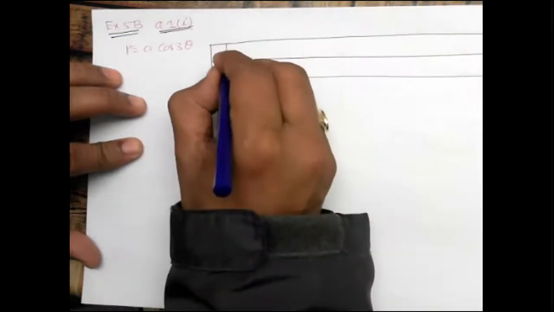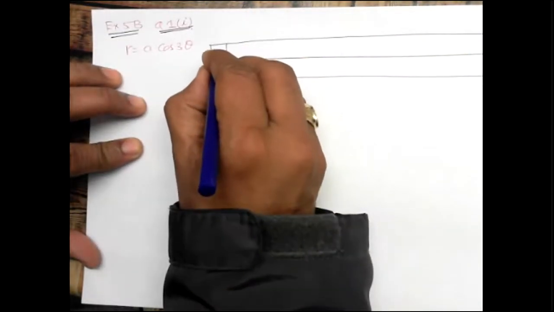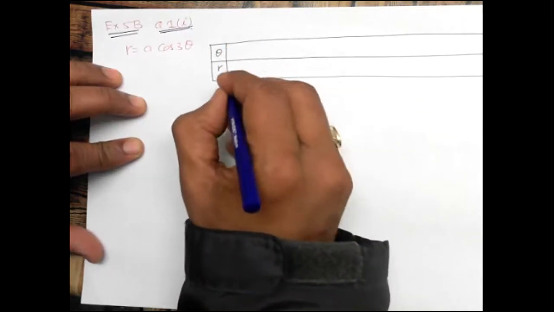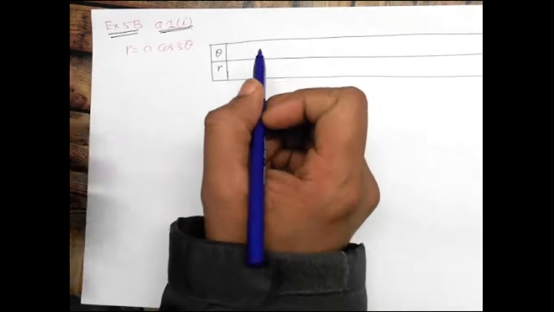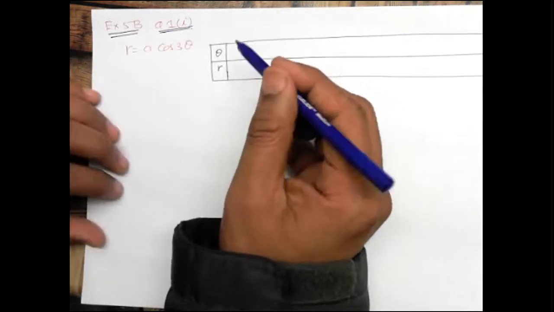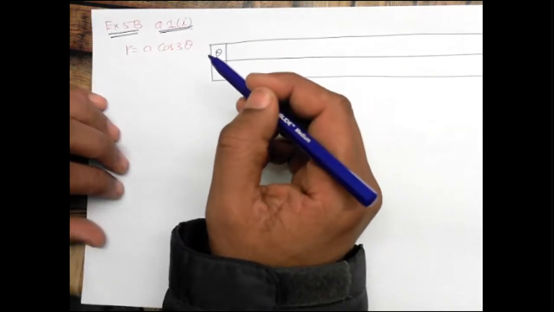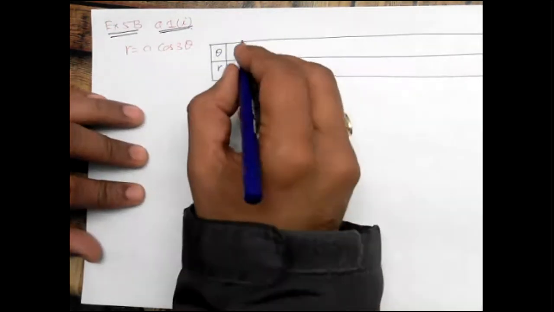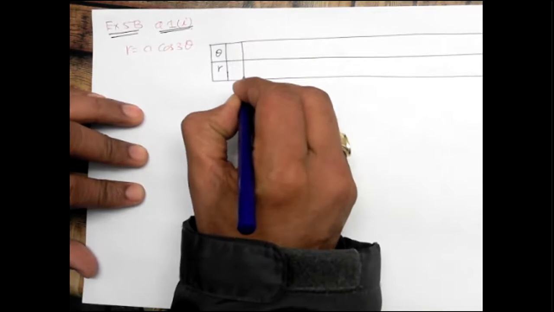Okay. And theta and r. And guys, the idea is to go between 0 and 2 pi. Sometimes you can go between 0 and pi, and you can use symmetry to draw the other part of the curve. But I would advise you to go all of them. Okay, so 0 and 2 pi.